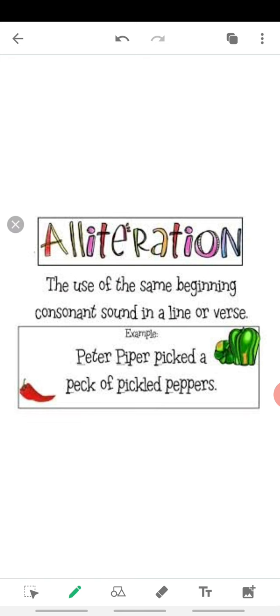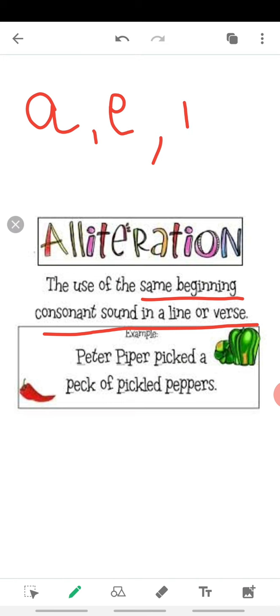Look at this one, alliteration. The use of the same beginning consonant sound in a line or a verse. First of all, I will just quickly revise with you what are vowels and consonants. A, E, I, O, U are vowels, and consonants are all those letters which are not in the A, E, I, O, U category. So, consonant sound in a line or a verse.